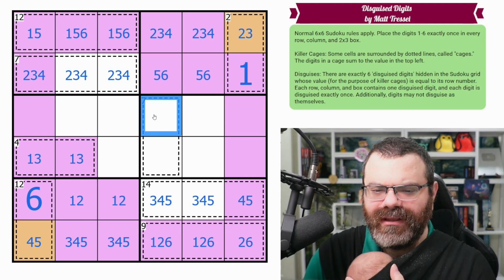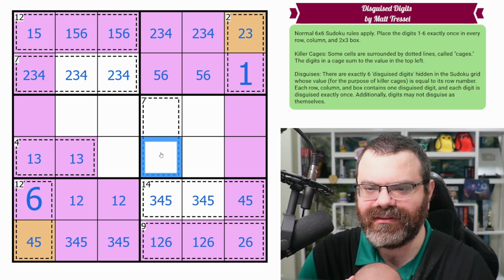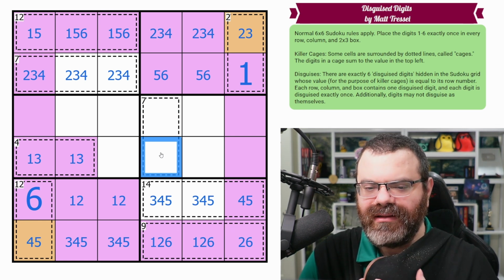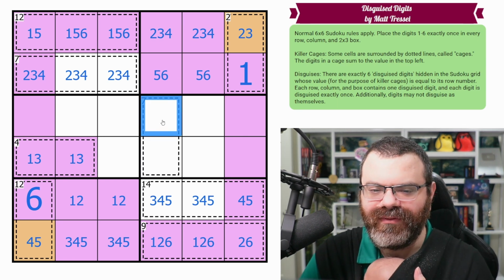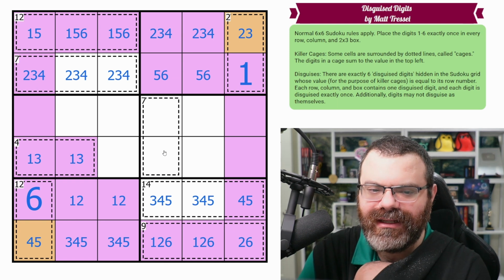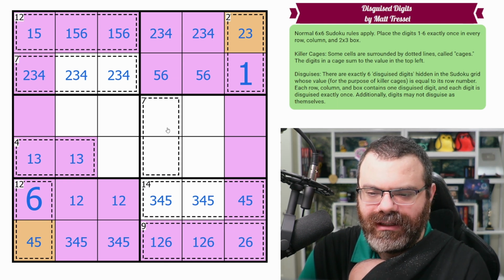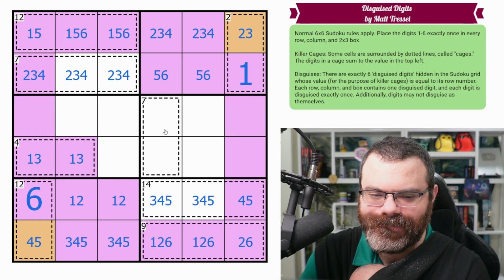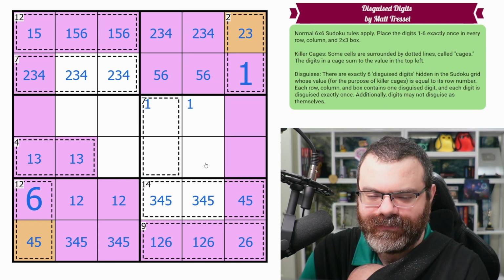What was I thinking? We don't need this to be a 3 because this always has a value of 4, and this always has a value of 3, whether it's a natural value or a disguise. So yeah, we can't do anything with that yet. What can we do then? 1 is one of these 2 cells.